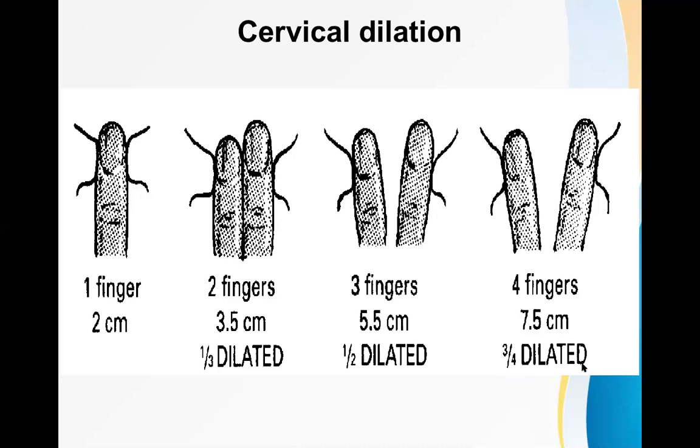What is the maximum dilatation of the cervix? Yes, how much? 10 centimeters. Exactly, the maximum is 10 centimeters. So this is the way you can judge how much the cervix is dilated. This is very, very important practical information.